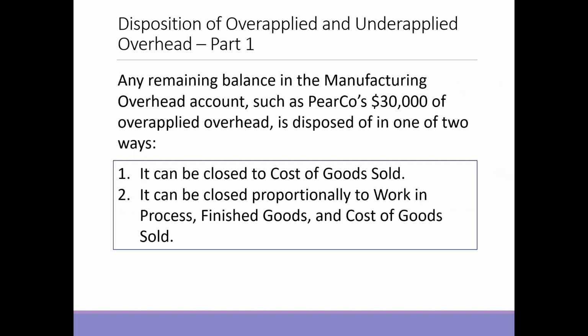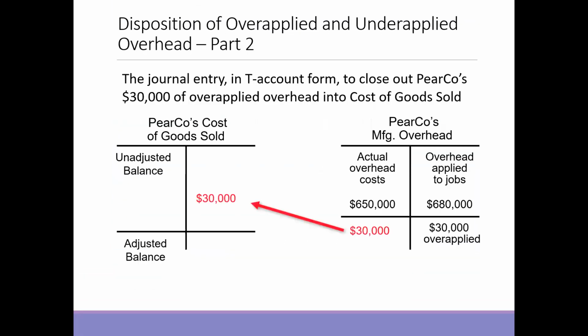Okay. So any remaining balance in the manufacturing overhead account, like what we did here, the 30,000 over applied, can either be closed to cost of goods sold, or it could be closed proportionately to that which is still in work in process and that which has gone into cost of goods sold. So that 30,000 that we over applied ultimately is flowing, in this case, into cost of goods sold. So we're going to subtract. We really had 30,000 less in cost than what we initially thought.